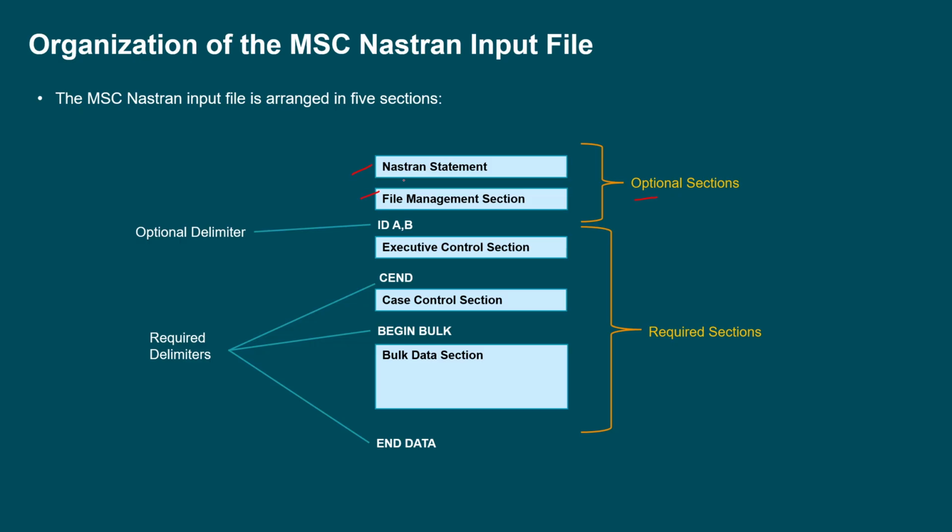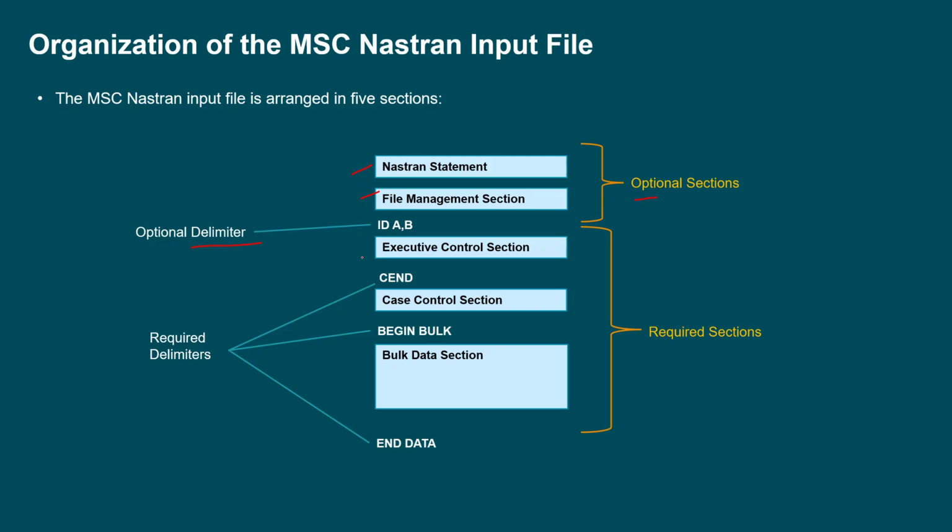In our input file, I don't think we will have these. The Nastran statement allows you to modify certain system defaults, and generally we don't need to change this. The file management section allocates our database, like where they go, how large they are allowed to grow, etc. But this also usually we don't have to include anything. Next is an optional delimiter ID followed by all the required sections.